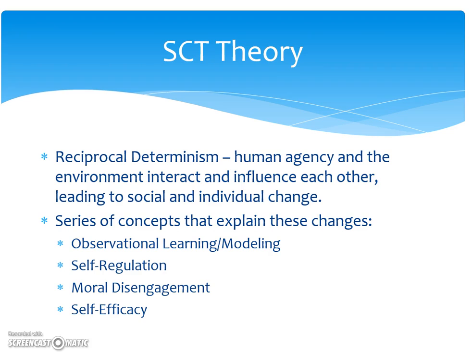So in brief, in SCT, the social cognitive theory, there's a theory of reciprocal determination, which means that human agency and the environment interact and influence each other, leading to social and individual change. There's a series of concepts that explains these changes. The first one is observational learning. People learn from what they see.